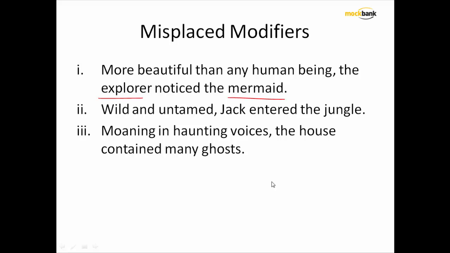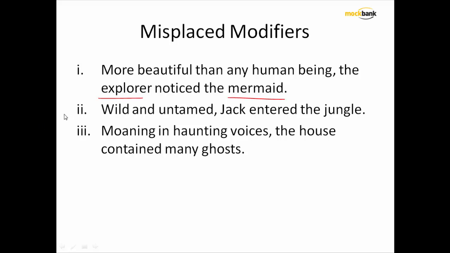Our first video ended with the explanation of the very first example that is written over here. It says that more beautiful than any human being, the explorer noticed the mermaid. Now, we intended to say that mermaid was more beautiful, but this sentence ended up saying that explorer was more beautiful than any human beings.